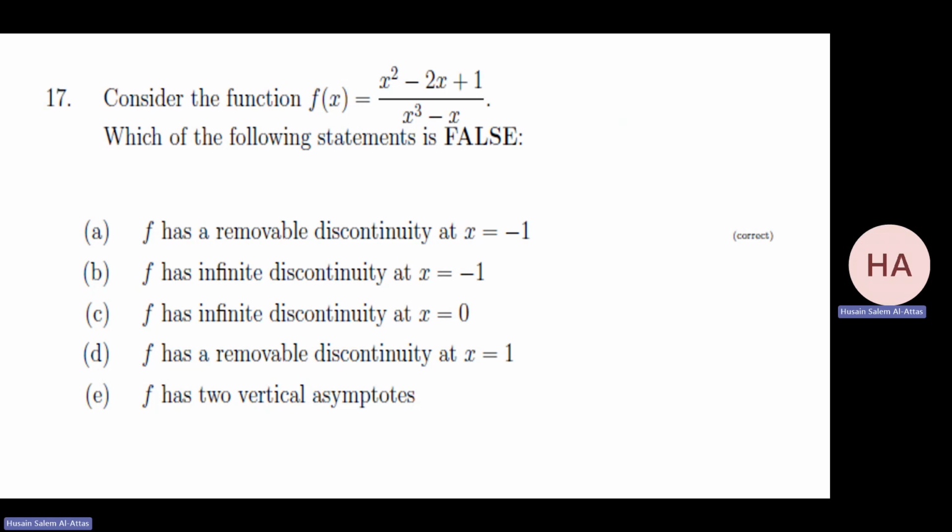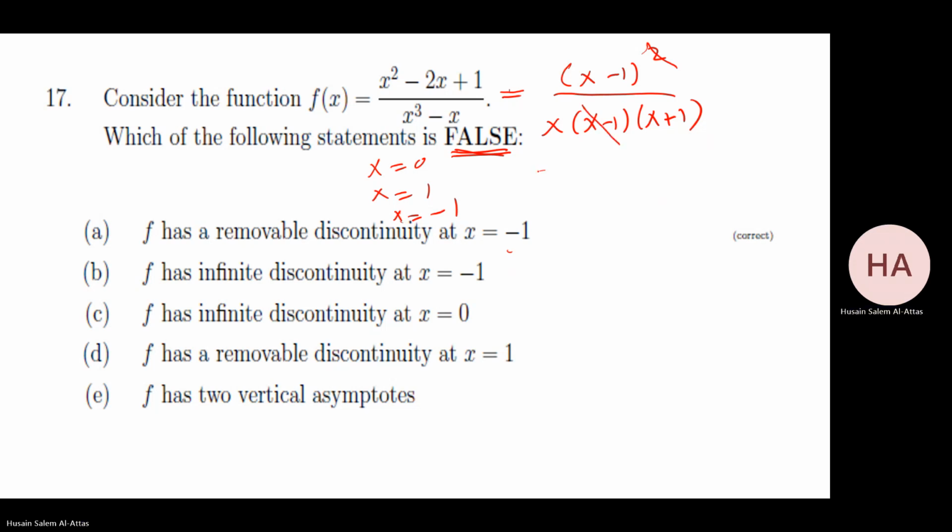For the function, which of the following statements is false? Removable, infinite at x equals minus 1, x equals 0. We simplify it. That is x minus 1 squared; we have x minus 1 times x plus 1. So I'm concerned about x equals 0, x equals 1, x equals minus 1. By the way, he wants the false statement. At 0, this will not be cancelled. At 1 we have removable. At minus 1, it will be infinite: non-zero over 0. At 0, the same thing, non-zero over 0.